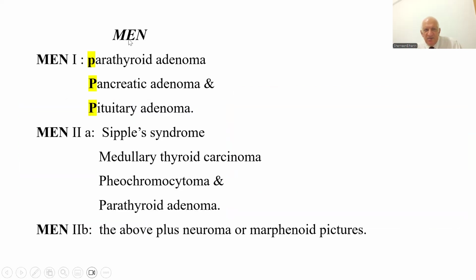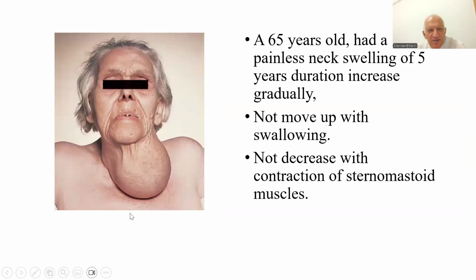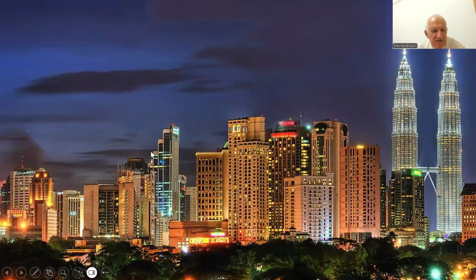Again, this is multiple endocrine neoplasia. We have parathyroid adenoma, pancreatic adenoma, and pituitary adenoma in MEN 1, so it is not important to us. What is important is type 2, which has medullary thyroid carcinoma, pheochromocytoma, parathyroid adenoma, and sometimes neuroma or marfanoid picture. Of course, a common picture in exams is a swelling that does not move up and down with swallowing, and after excision of this swelling they found it was just a lipoma. But we don't have complicated cases like this in the exam. It is just for teaching.